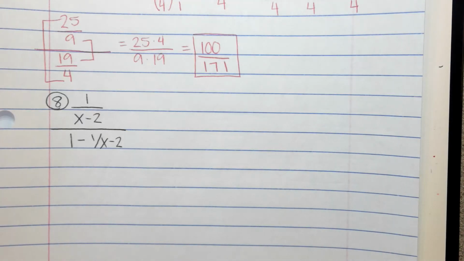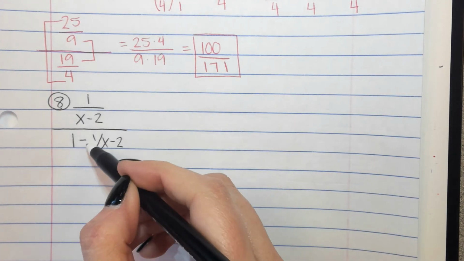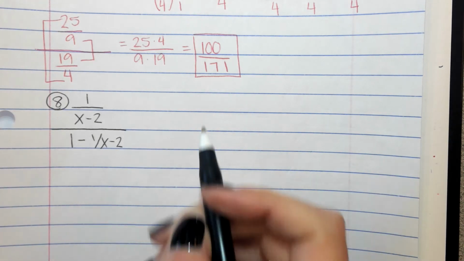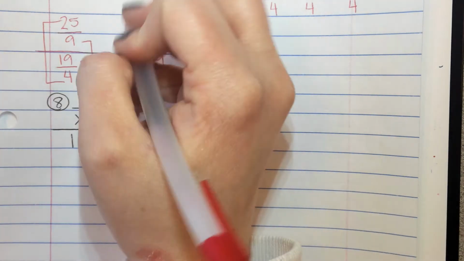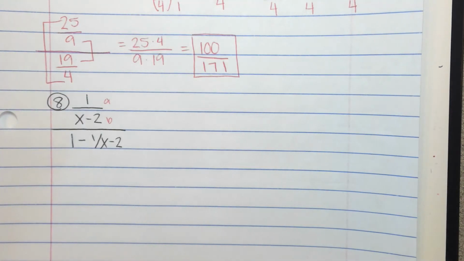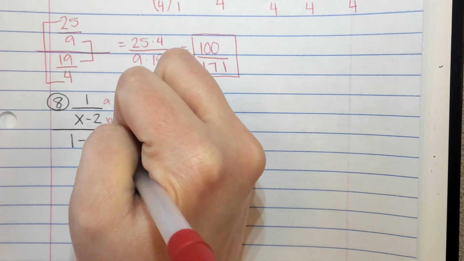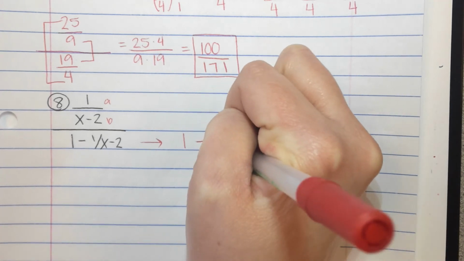Okay, here's example number 8. We have 1 over x minus 2 divided by 1 minus 1 over x minus 2. The top is already in that form. We already have the A, B, okay? It's already ready to go. We need to get this bottom part together. So 1 minus 1 over x minus 2.